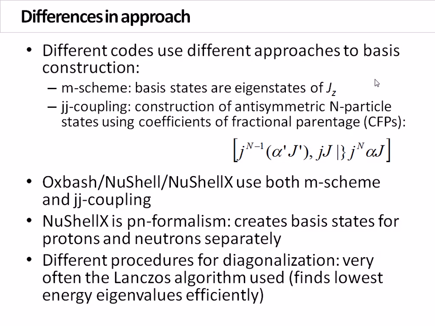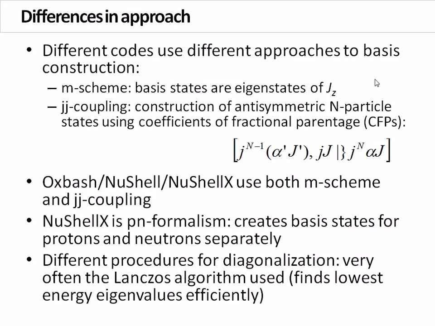And there are more complicated things, JJ coupling, so you construct states of particular angular momentum, and this involves coefficients of fractional parentage. These are ways of expanding particular J^n, so n nucleons in state J, into a part that's got n minus 1 nucleons and a part that's got just 1 nucleon. So there are various technical ways of doing these sorts of things. The codes that I've got experience with, Oxbash, NuShell, and NuShell@MSU, which are various generations of the same family that I'll talk about later, use both the M scheme and this JJ coupling.